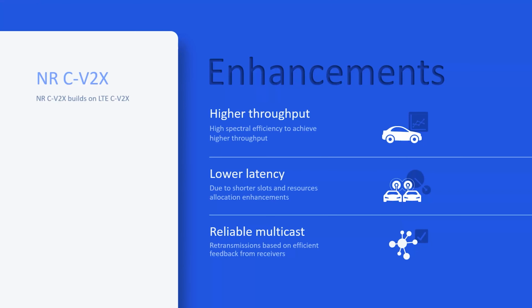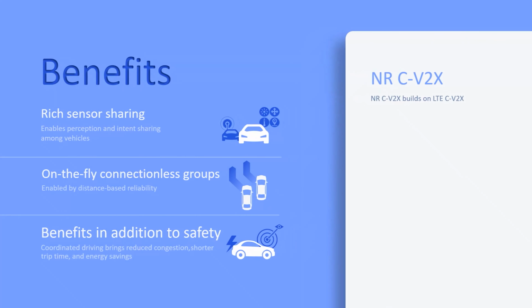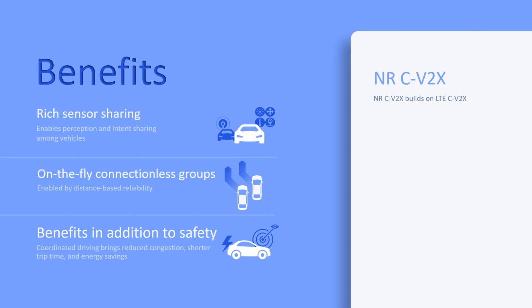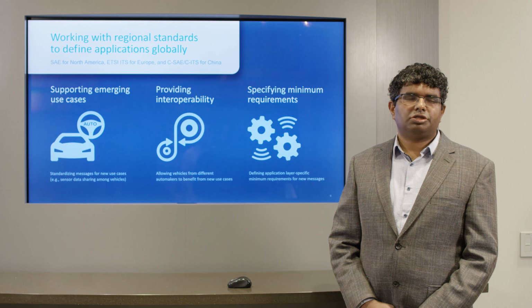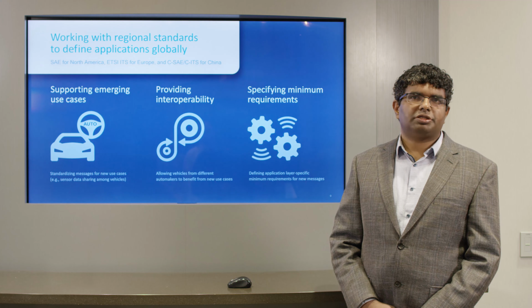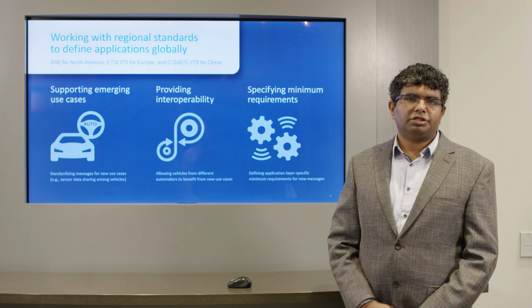5G V2X offers several enhancements, including higher data rate, low latency, and reliable multicast. This gives benefits like sensor sharing and on-the-fly distance-based reliability, the distance part being a very new feature that we introduced. Qualcomm is actually enabling not just 5G C-V2X and 3GPP, but it's active across all V2X standards at the application layer.